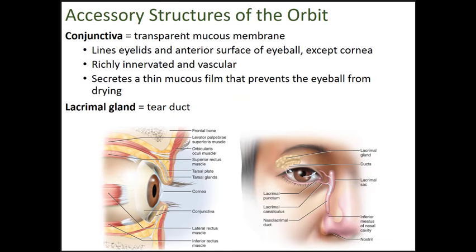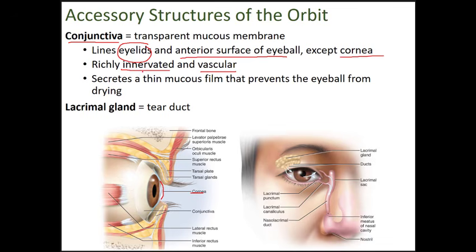Let's look at some accessory structures of the orbit. We have the conjunctiva. The conjunctiva is this transparent membrane. It's a mucous membrane that lines your eyelids and the anterior surface of your eyeballs. So really underneath through here, your eyelids, and then the front part of your eye, with the exception of the very front here, which is the cornea. So except the cornea, and we'll talk about the cornea shortly. The conjunctiva has a lot of nerves. It's very vascular. If you've ever had pink eye before, what you've had is a form of conjunctivitis, which means inflammation. Itis means inflammation of the conjunctiva.